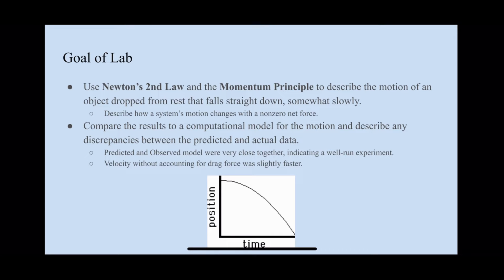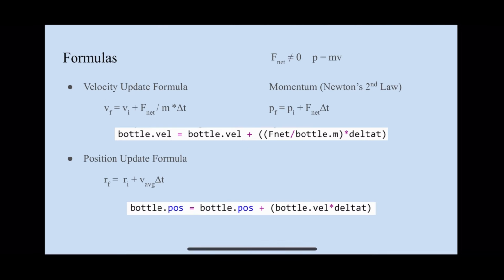The goal of Lab 2 is to use Newton's second law and the momentum principle to describe the motion of an object dropped from rest that falls straight down somewhat slowly with a non-zero net force. I'll compare the results to a computational model for the motion and describe any discrepancies between predicted and actual data, and show the results of the lab where the predicted and observed model were very close together, and the velocity without accounting for the drag force was slightly faster.